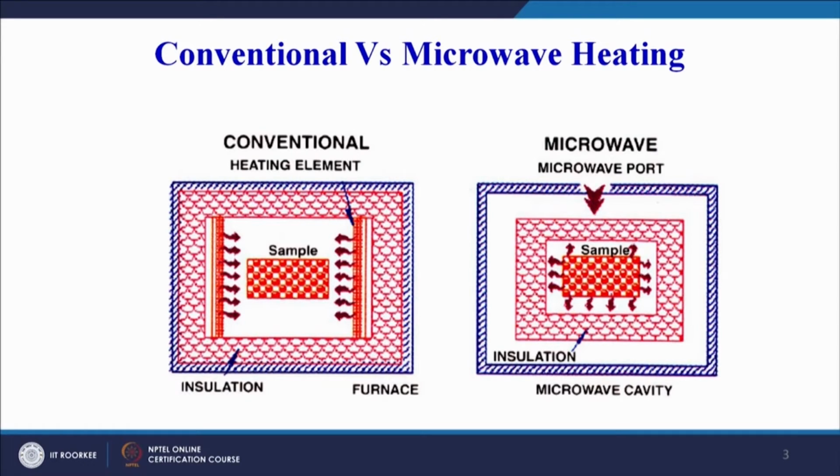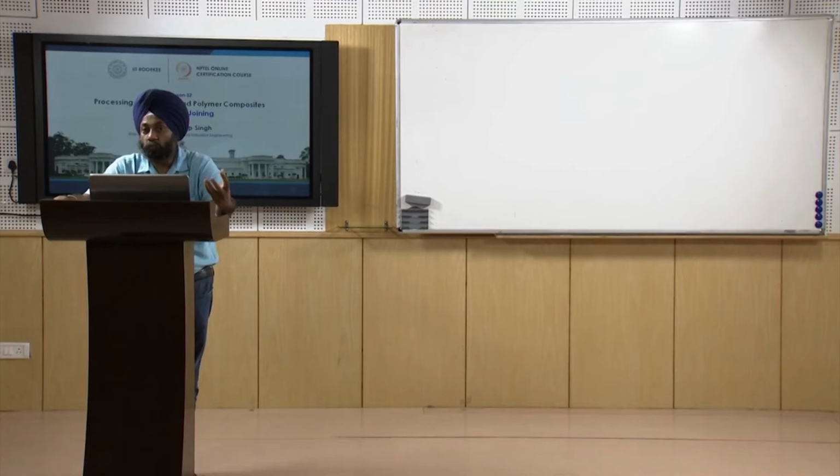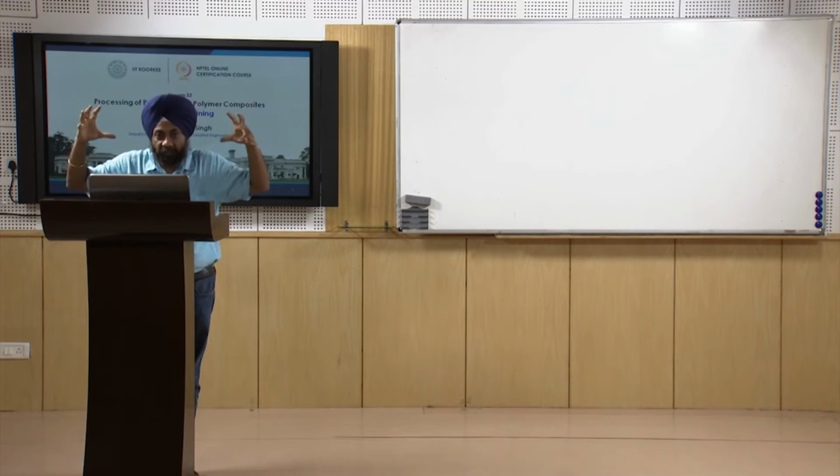So heat is not being generated inside the material. There is no source of heat generation from within the material, but the heat is being developed at the periphery because of the heating elements, and then the heat is being supplied to the material and the material then develops heat or it gets heated.